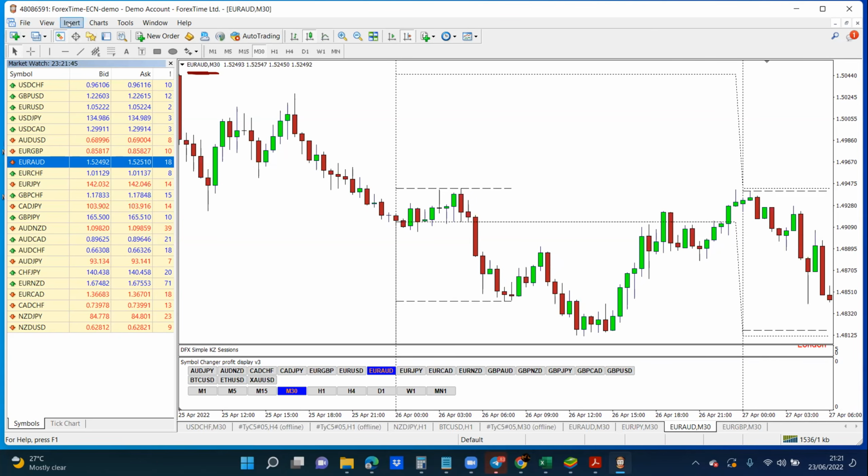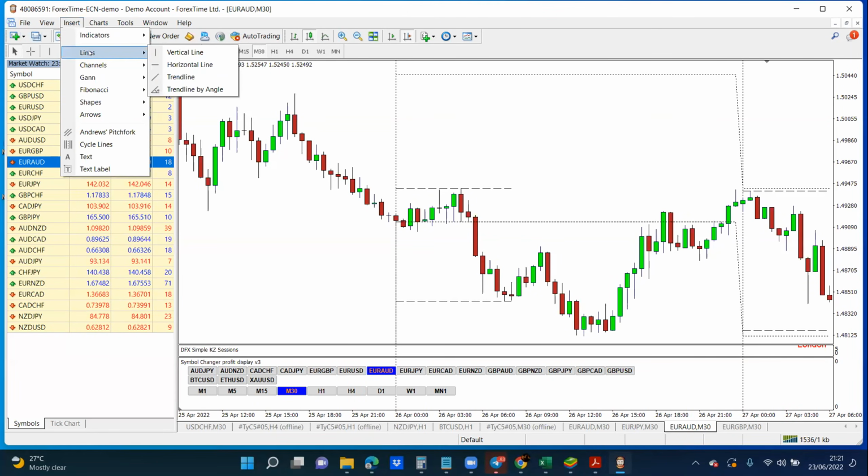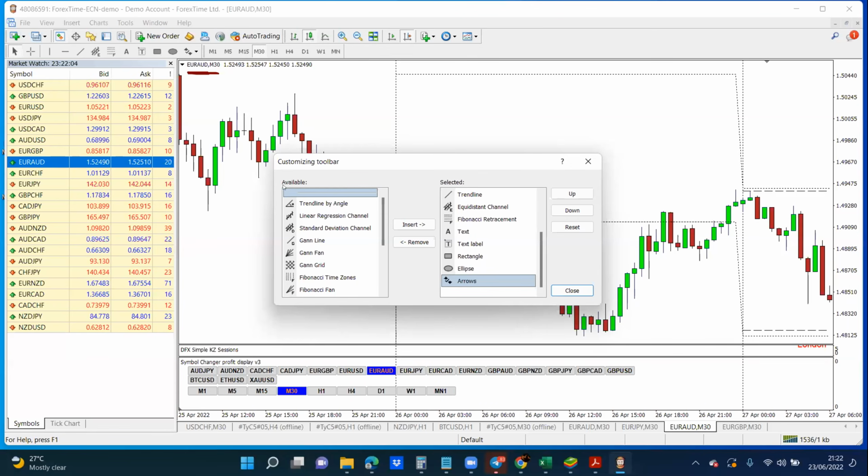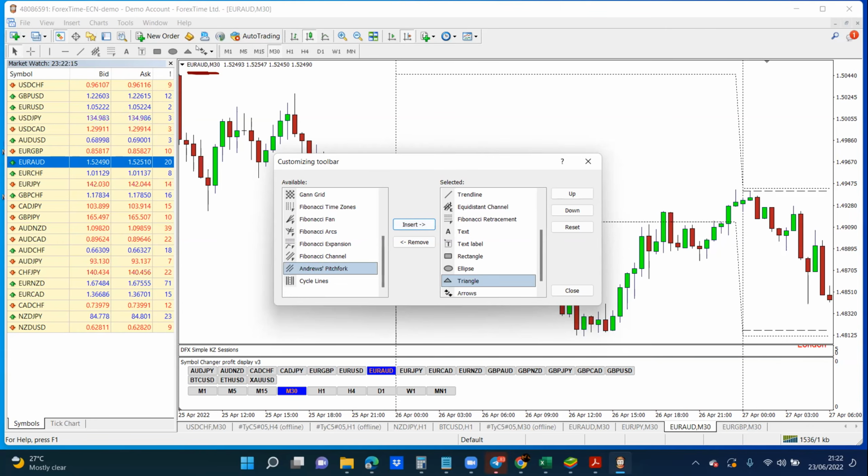Then you can also have Insert. From Insert, you can insert lines, channels, Gann, Fibonacci, all of those things. To make them easy for me, what I do is I come to this icon here, where I have draw, I right click, and I go to customize. The things I use often, I just simply add to my selected. So let's say I use triangle often. I click on triangle and I click on insert, and boom, triangle appears up here. If I use Fibonacci axis often, I click here, I click on insert, and boom, Fibonacci axis appears there.